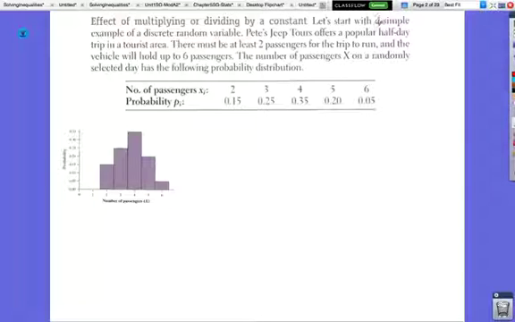Pete's Jeep Tours offers a popular half-day trip in a tourist area. There must be at least 2 passengers for the trip to run, and the vehicle will hold up to 6 passengers. The number of passengers X on a randomly selected day has the following probability distribution.